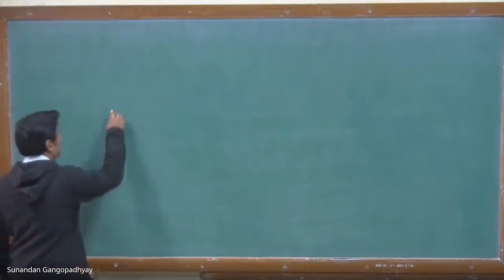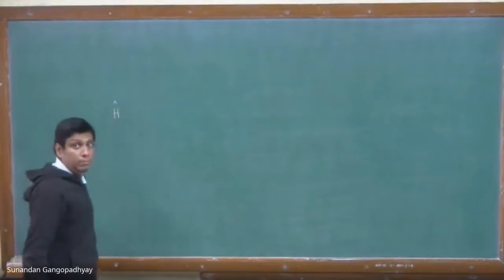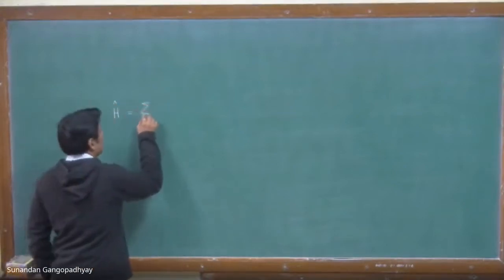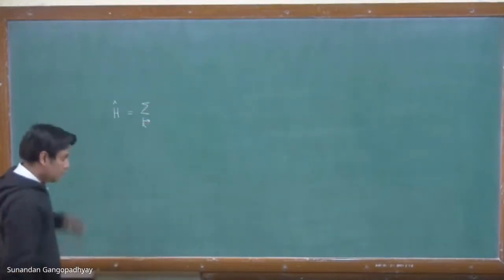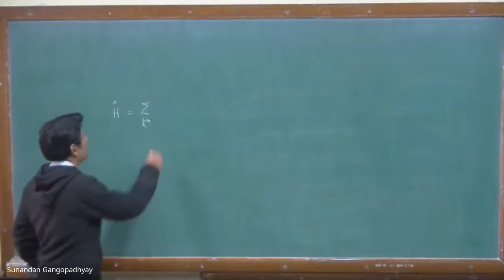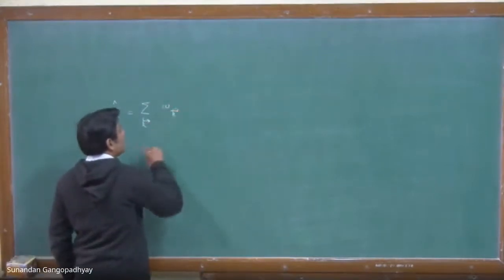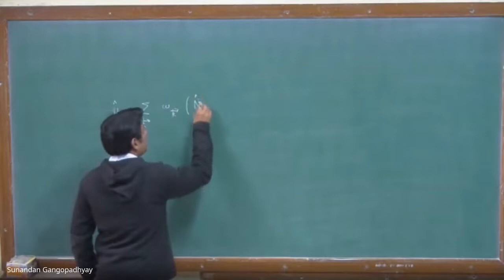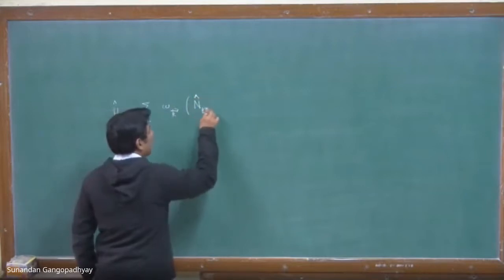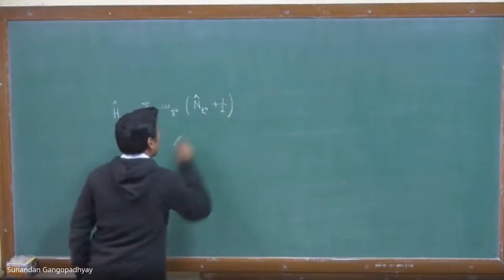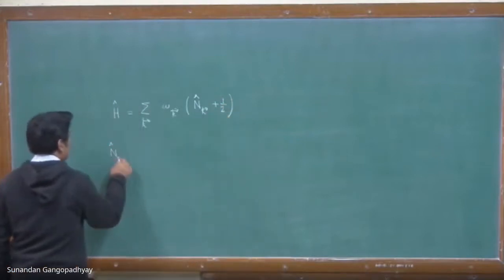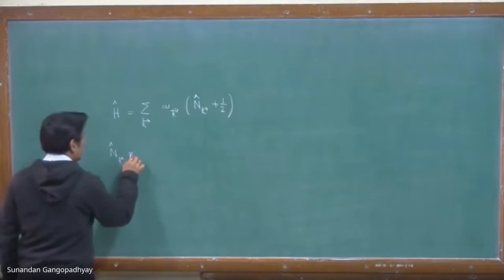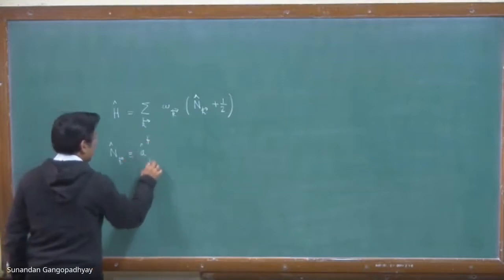So in the previous lecture, we mentioned we derived the form of the Hamiltonian operator. So this was what we derived for the discrete case. This operator plus half, and this n_k hat operator is nothing but a hat dagger a hat.